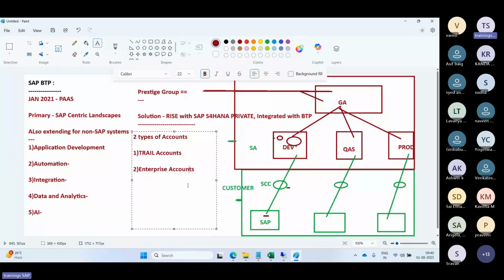So what is meant by trial accounts? Trial accounts are free. Free means there are some limitations SAP is giving. You will get up to a 90-day license period. Up to 90 days you can use all the BTP trial accounts, right?